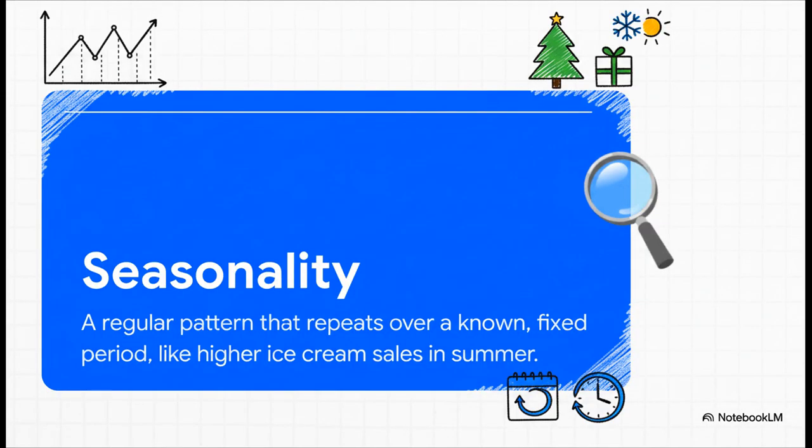Next up, we've got seasonality. These are those predictable ups and downs that happen like clockwork. Retail sales spiking every single December for the holidays, or energy usage peaking in the summer and winter. If a pattern repeats over a fixed, known time frame, like a day, a week, or a year, yep, that's seasonality.